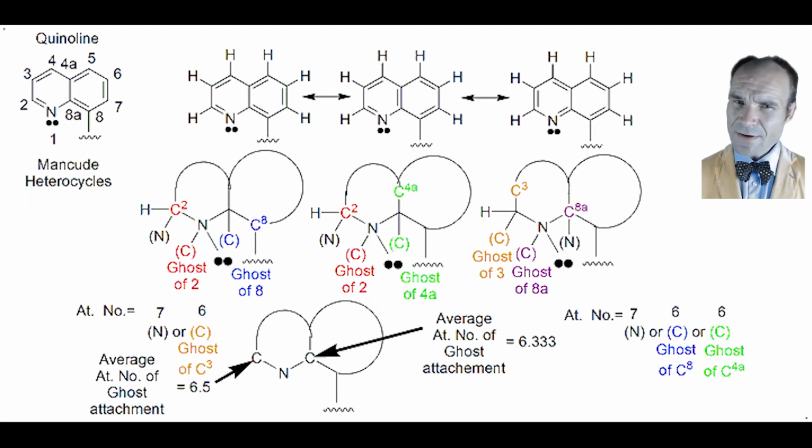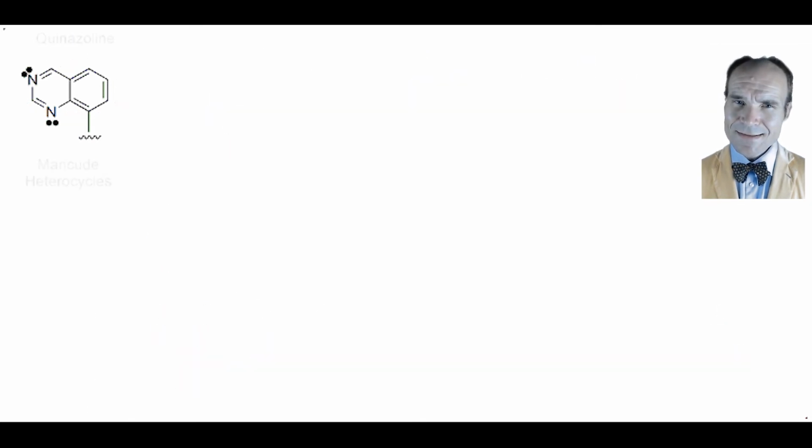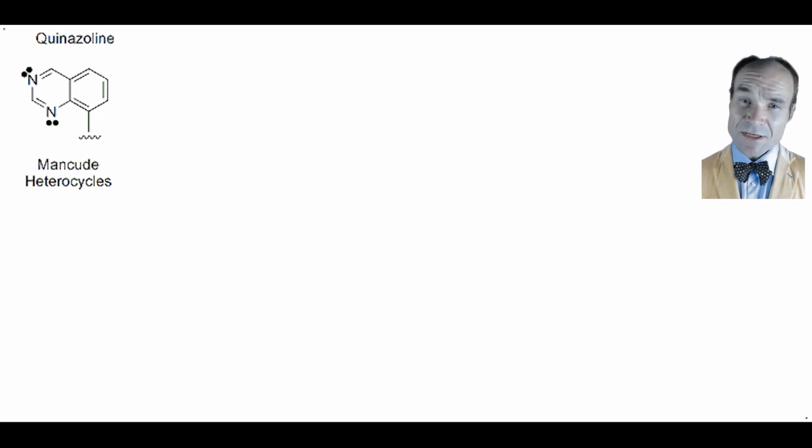Other than these two locations, all other atoms in the quinoline ring have just carbon ghost atoms attached, so the atomic number is 6.00. How about another example? This is quinazoline. The 3 position has been changed from carbon to nitrogen. Everything else is the same as quinoline, but this change does impact our priority analysis. Let's see how.